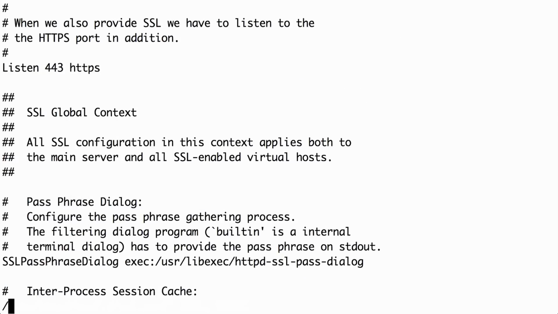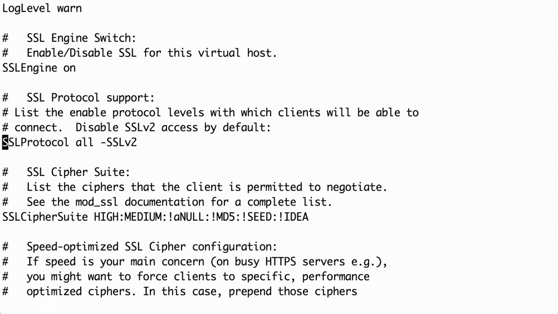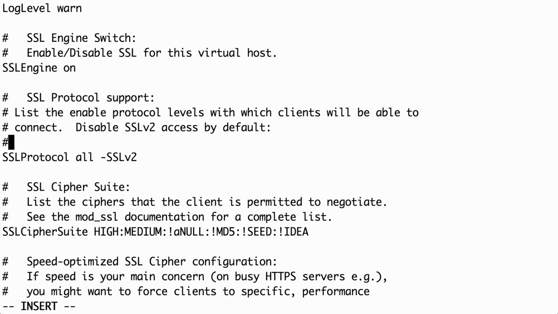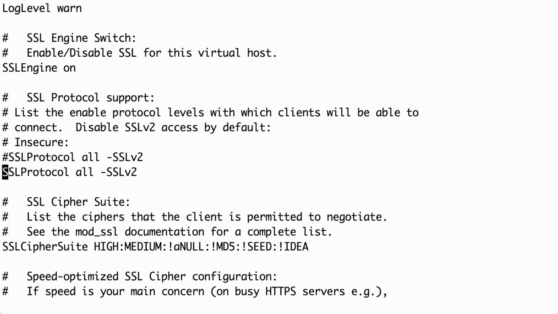Now I'm looking for the SSLProtocol line here. And when we get here, I'm just going to put in a comment. By the way, comments start with a # in this particular file. And I'm just going to say, this is the insecure version, and I'm going to comment out that insecure version. I'm actually going to make a copy of that line and add just one more bit of information here, and that is to disable SSLv3.